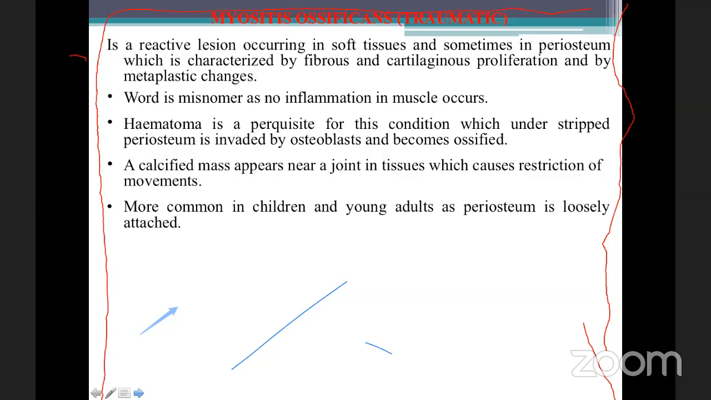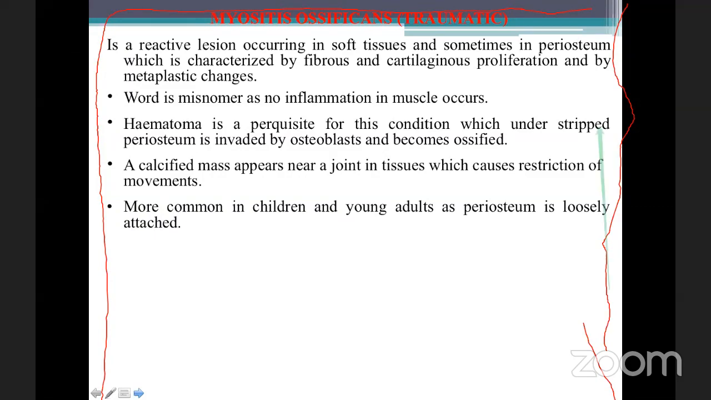It's a reactive lesion occurring in the soft tissue and sometimes in the periosteum, characterized by fibrous and cartilaginous proliferation and by metaplastic changes. It's a misnomer and has no inflammation. Basically, myositis ossificans means you have a fracture, and the fracture hematoma seeps into the soft tissue and matures into additional bone.